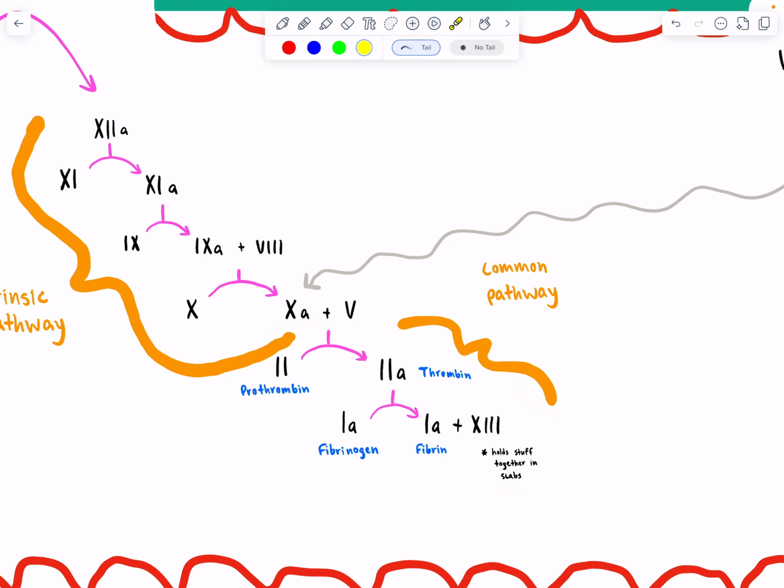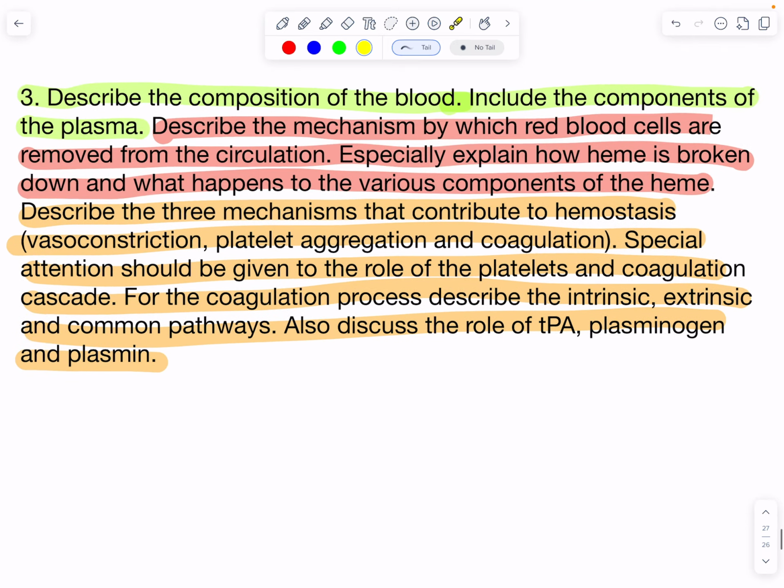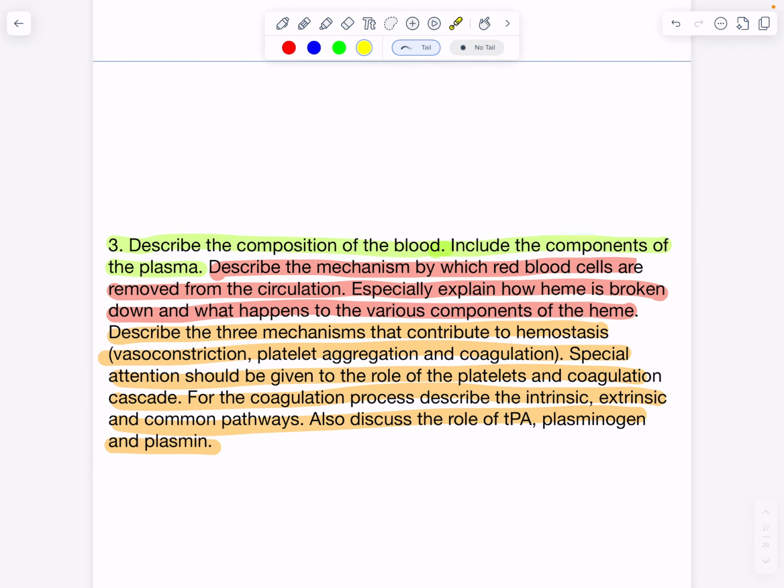Then we make some very important things that we were told to remember the names of. We make prothrombin, and it gets converted into thrombin. Thrombin then is able to convert fibrinogen into fibrin. Again, this final product is what holds everything together. That's how coagulation happens. It's called a cascade because we're multiplying exponentially. So that's platelets and the coagulation cascade, with the common pathways.